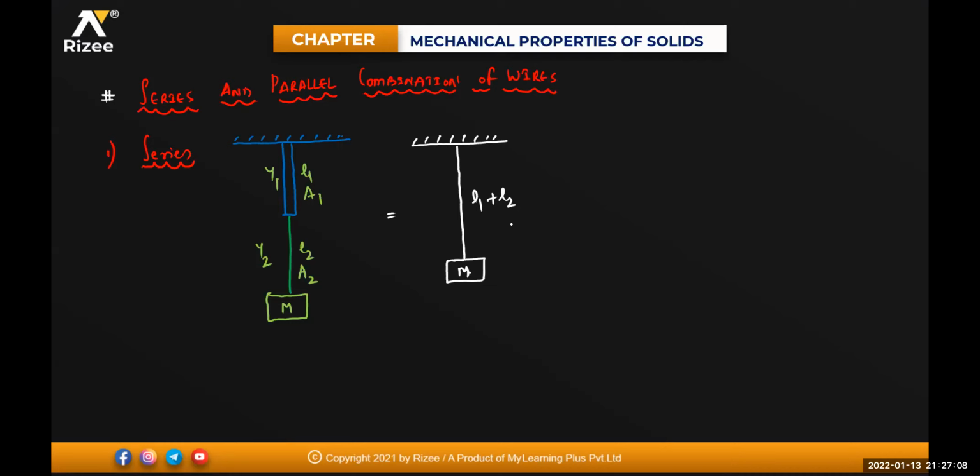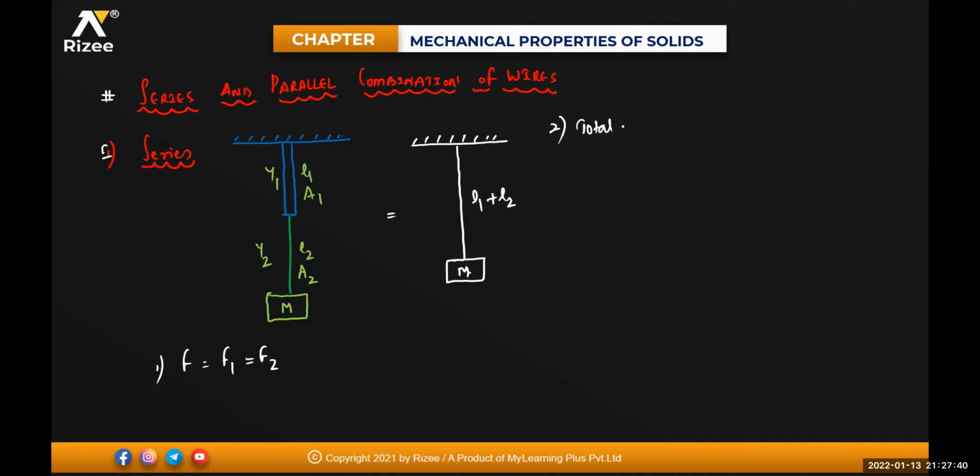Now see, when you attach this weight, it exerts a force on the first wire, and then that wire exerts a force on the second wire. So the force acting on the first wire and the force acting on the second wire will be one and the same. So F is equal to the force on the first wire, which equals the force on the second wire. And what is the total elongation?